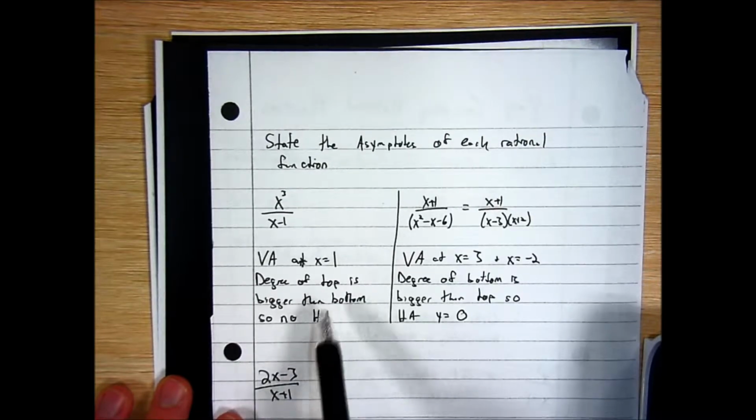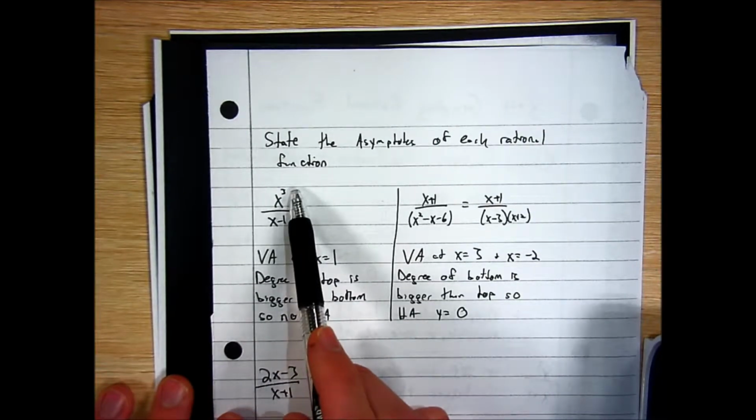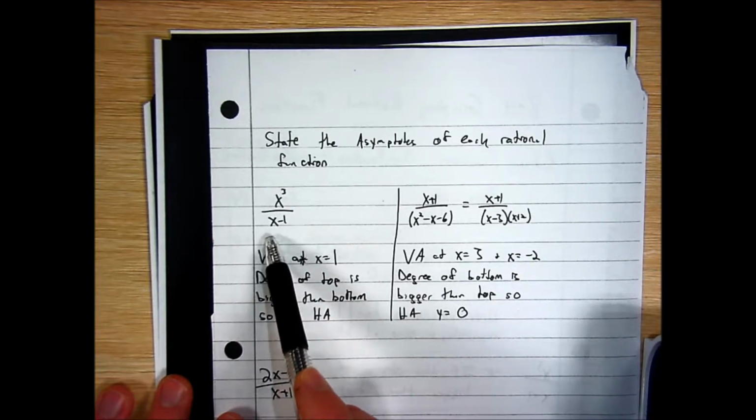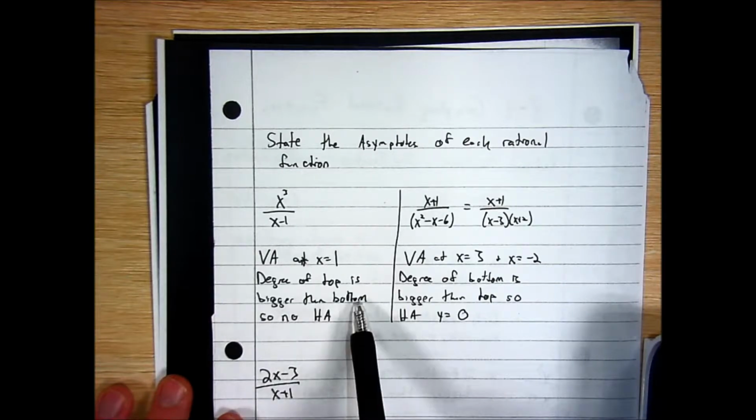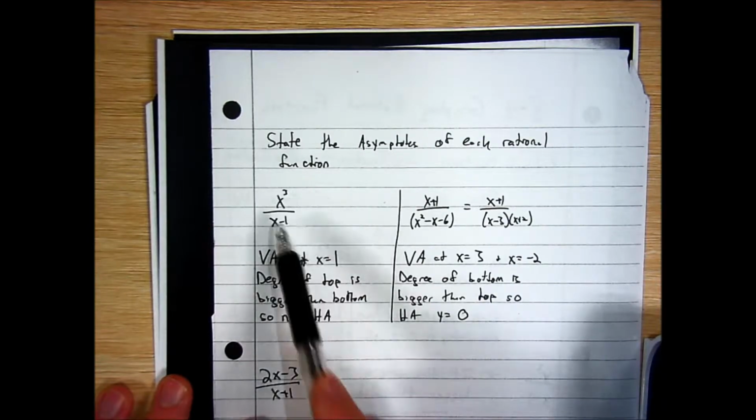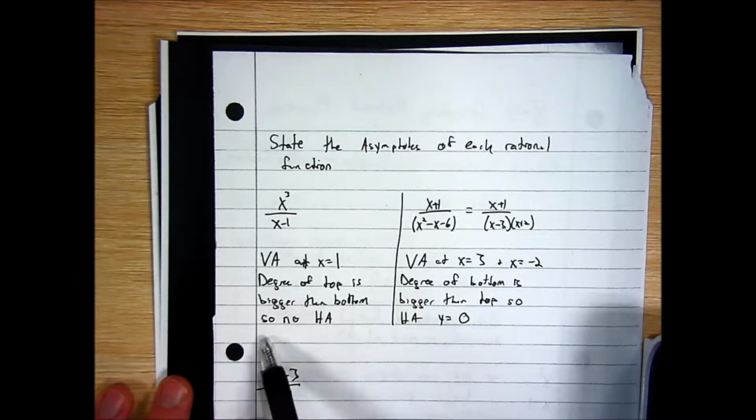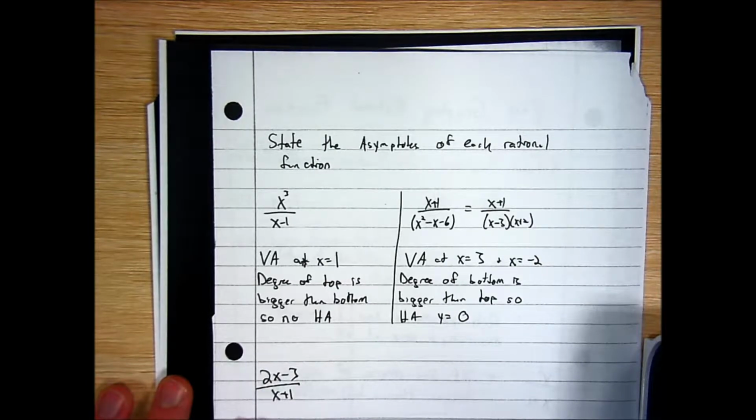Will we have a horizontal? X to the third is the highest one up here, x to the first down here. So the degree of the top is bigger than the degree of the bottom. 3 is bigger than 1. So no, we won't have a horizontal asymptote.